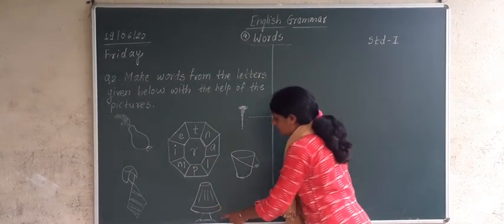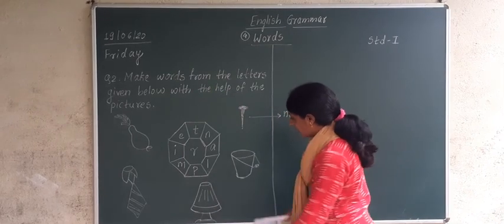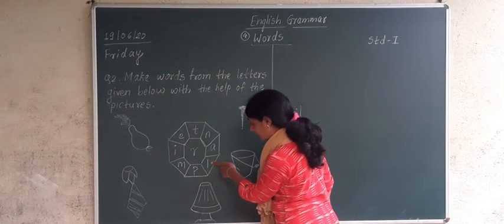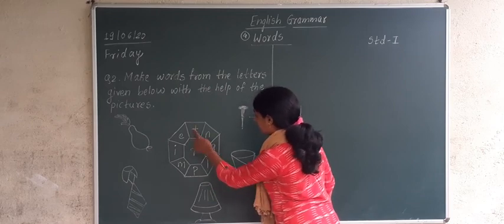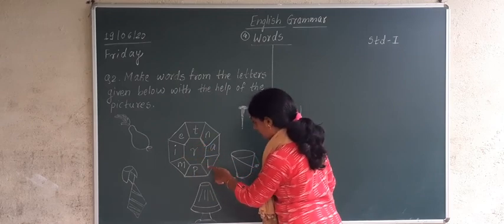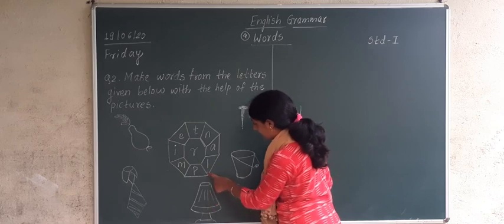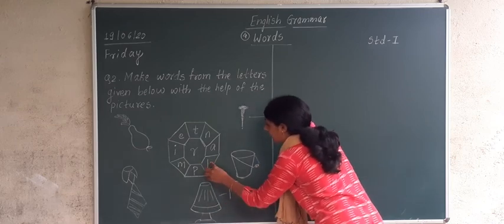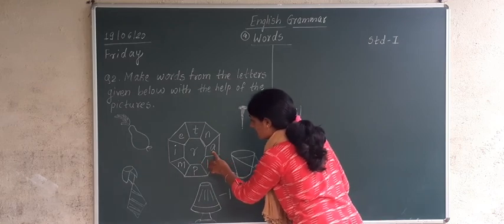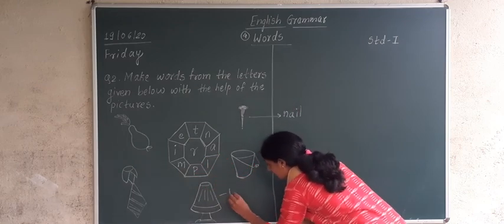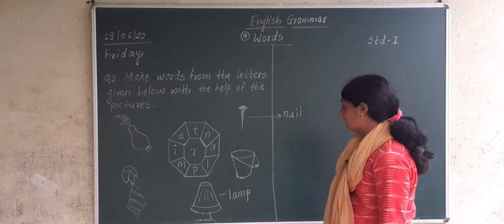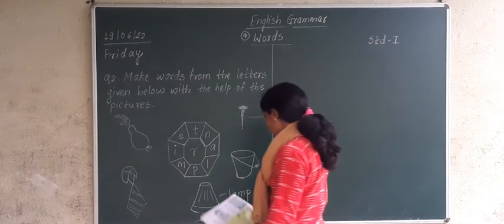The third picture which is given over here is of a lamp. So the letters which are there in the picture, it forms our what? Lamp. Let us see. L, A, M, P. Yes, L, A, M, P, lamp. Correct. Now here some more pictures are there.